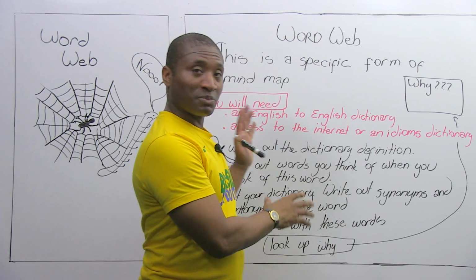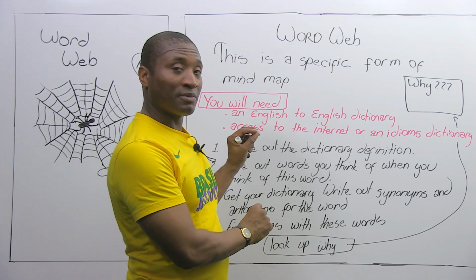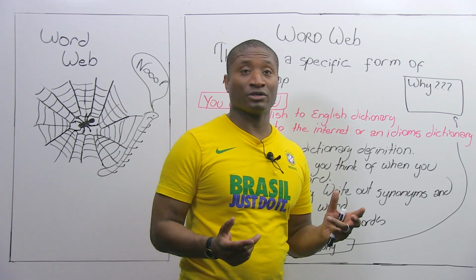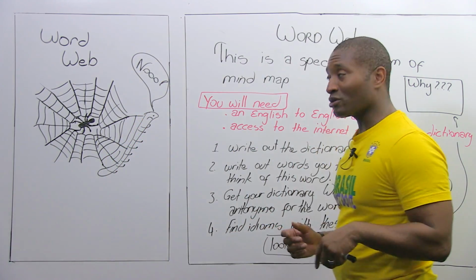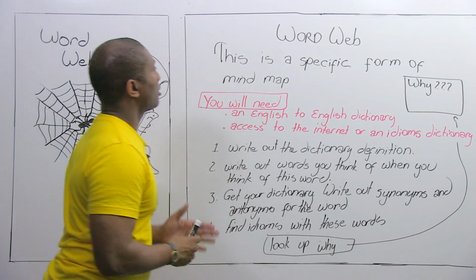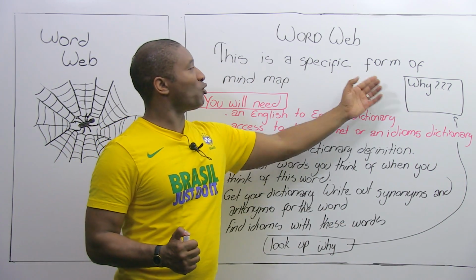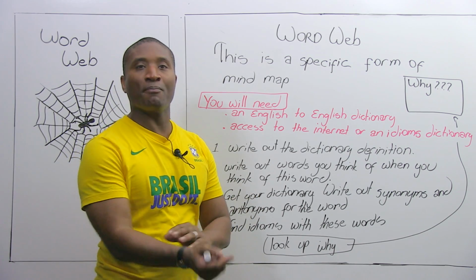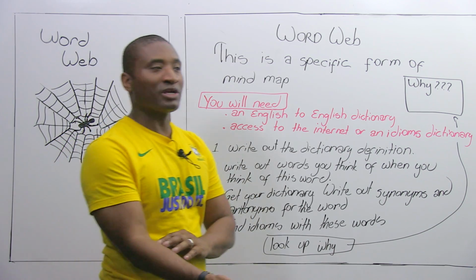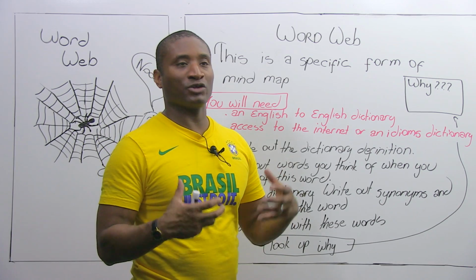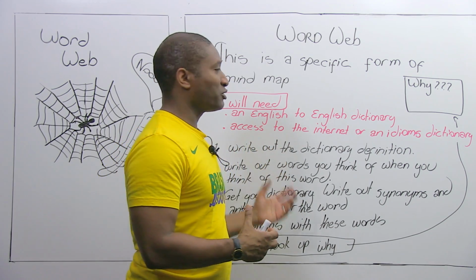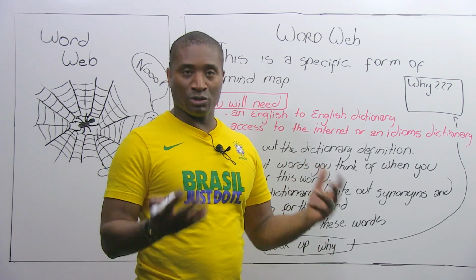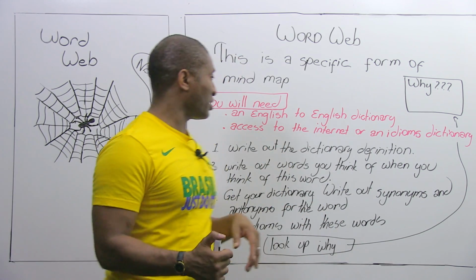Okay, so I'm going to explain the method here. So we're going to be clear on the method. Then we're going to take a word and use it and show you how it works. Ready? Let's go to the board. All right, so word web. This is a specific form of mind map, which means it's one type. There are many types, okay? And what they do is they're based on the idea that your brain works a certain way with pictures and colors. So why don't we use these to help you? And I'm going to do that now.